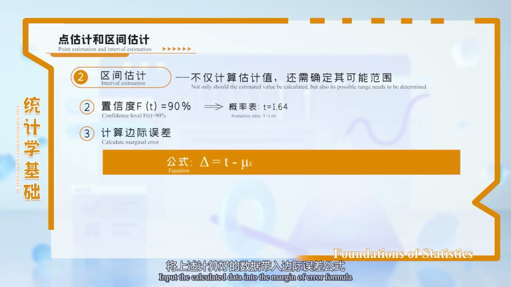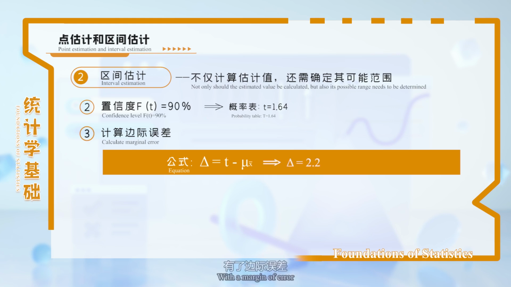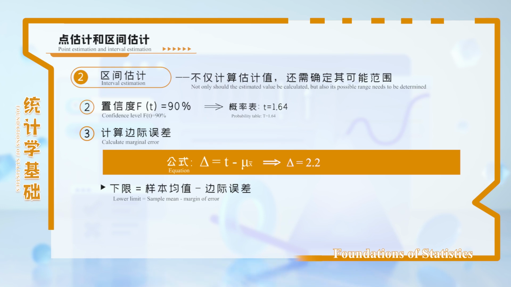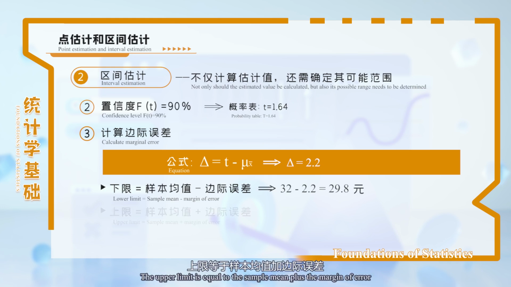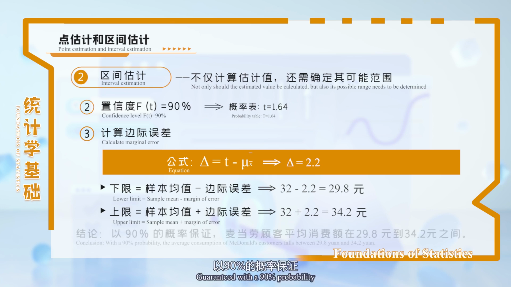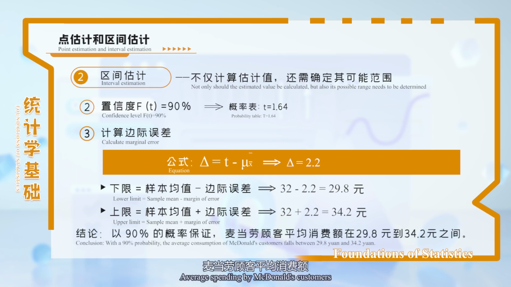Input the calculated data into the margin of error formula. The result is 2.2 yuan. With the margin of error, the upper and lower limits of the range come out. The lower bound is equal to the sample mean minus the margin of error: 32 minus 2.2 equals 29.8. The upper limit is equal to the sample mean plus the margin of error: 32 plus 2.2 equals 34.2. Therefore, the final conclusion is drawn. With a 90% probability guarantee, average spending by McDonald's customers is between 29.8 yuan and 34.2 yuan.